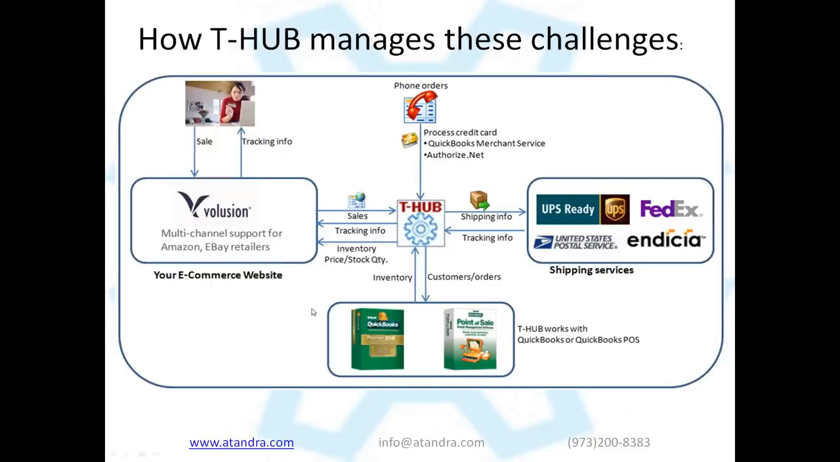So these online sales from the website flow through into QuickBooks. The orders are then sent to shipping software to help print shipping labels, and the tracking number is automatically sent back to the website, and the customer is notified by Volusion in this case.